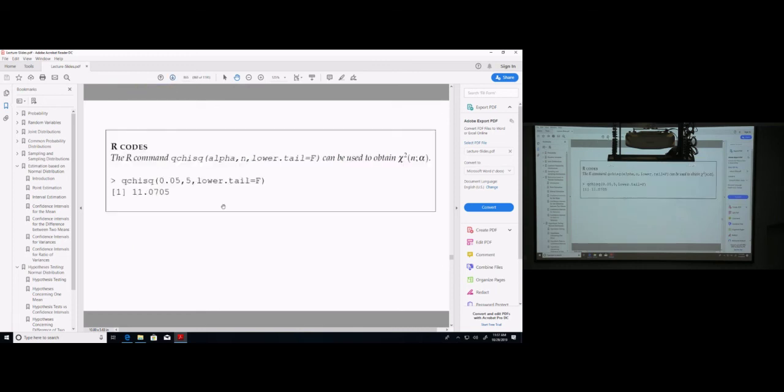So this is what I was referring to. If you do not specify this in R, the default is always the lower tail. But now you want the upper tail. That means you want to suppress the default calculation, so lower.tail is equal to FALSE.